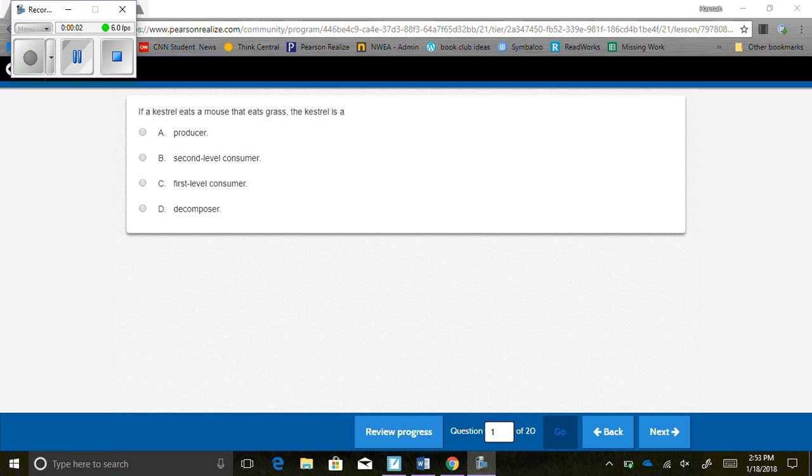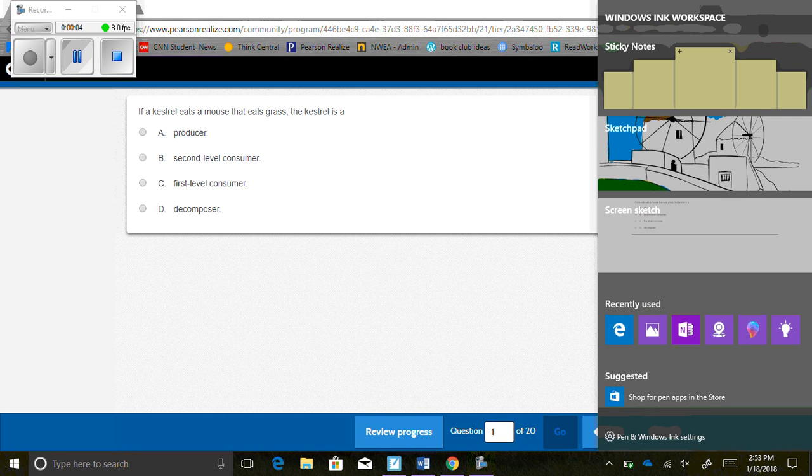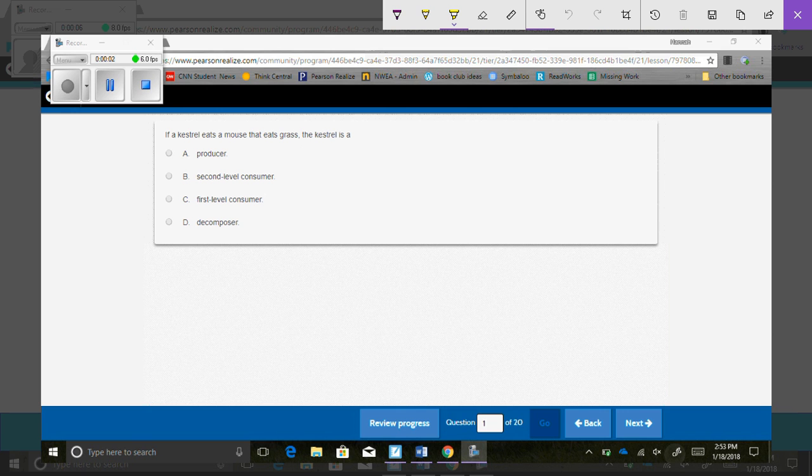I'm going to be reading the Ecology Chapter 2 test out loud. The first question that should come up in your test on Pearson Realize is, if a kestrel eats a mouse that eats grass, the kestrel is A, producer, B, second level consumer, C, first level consumer, or D, decomposer.